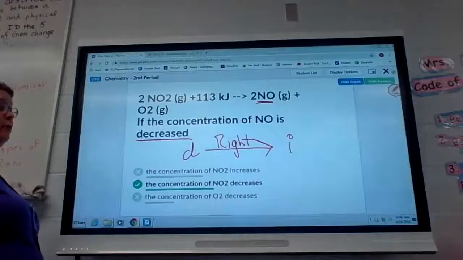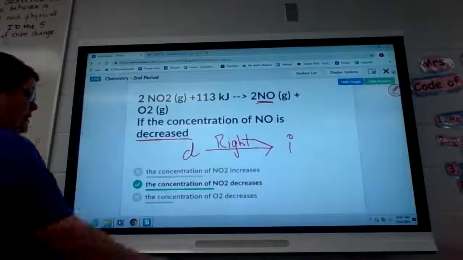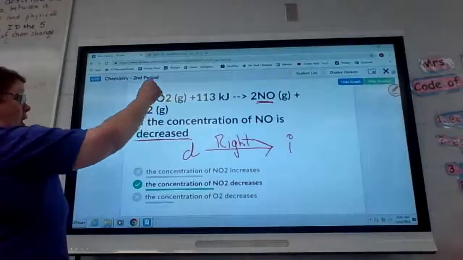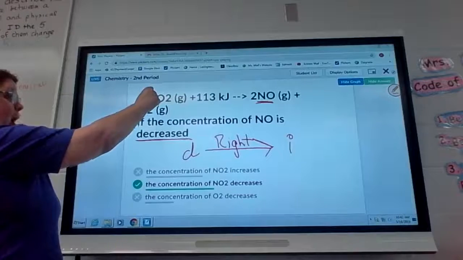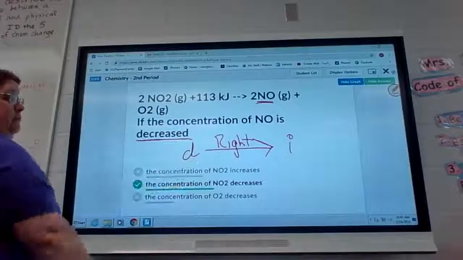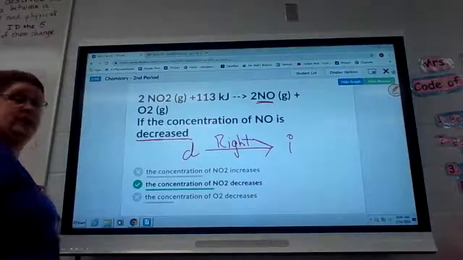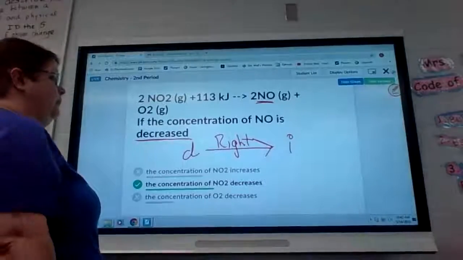All right, so what am I asking about? I'm asking about NO2 in this one. NO2 is here, so it has to do what? It has to decrease. That's why it's the second one. Why would it increase on the right?